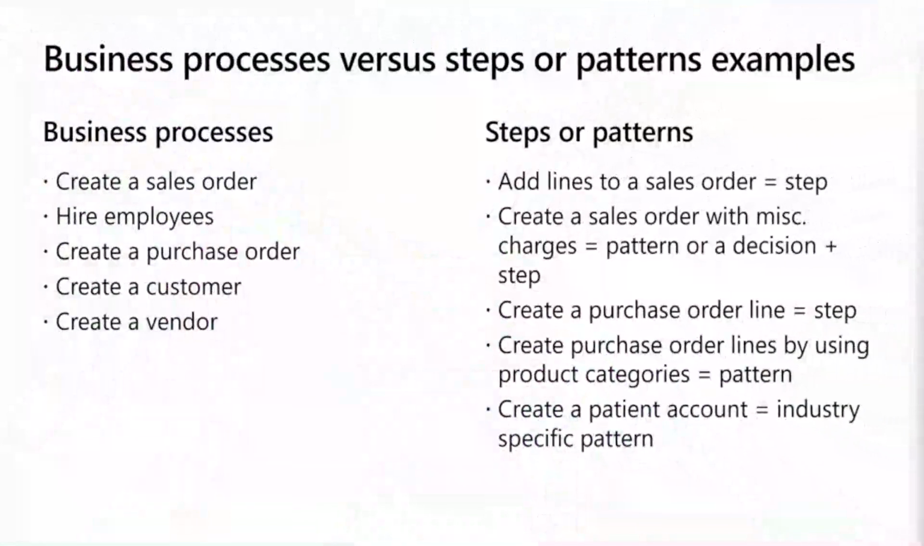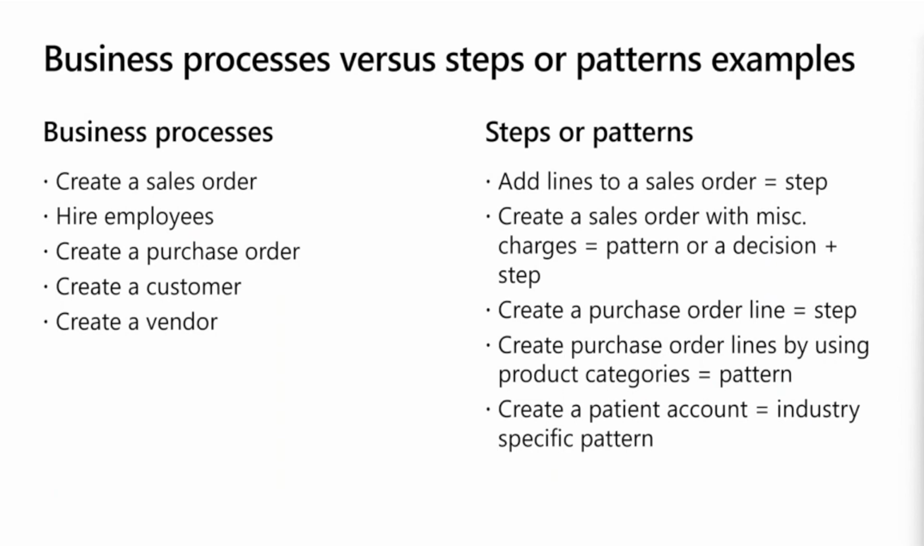I want to talk a little bit about a business process versus steps in a business process, or patterns, examples, user stories, whatever you might want to call them. On the left-hand side of the screen, we can see examples of business processes, and steps or patterns are things that we are showing on the right-hand side. Business processes are things like creating a sales order, hiring employees, creating a purchase order, and so on. Steps or patterns are things that are part of a business process.